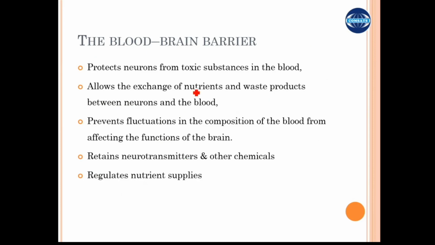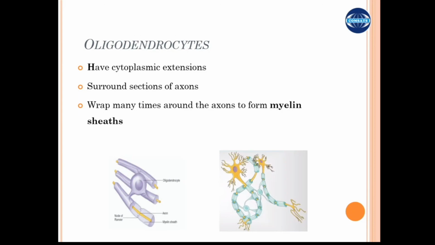The blood-brain barrier protects neurons from toxic substances in the blood, allows the exchange of nutrients and waste products between the neurons and the blood, prevents fluctuation in the composition of the blood from affecting the functions of the brain, retains the neurotransmitters and other chemicals within the nervous system and the brain, and regulates the nutrient supply. So astrocytes are one of the very significant types of neuroglial cells that provide support to the nervous system.